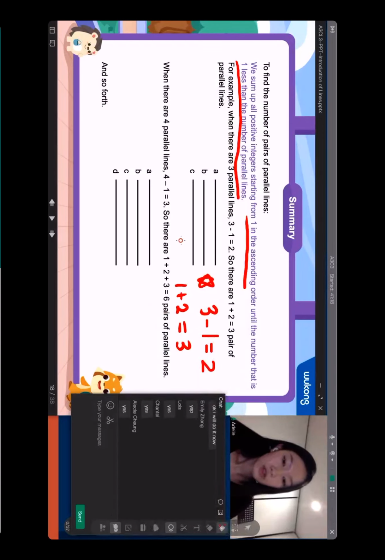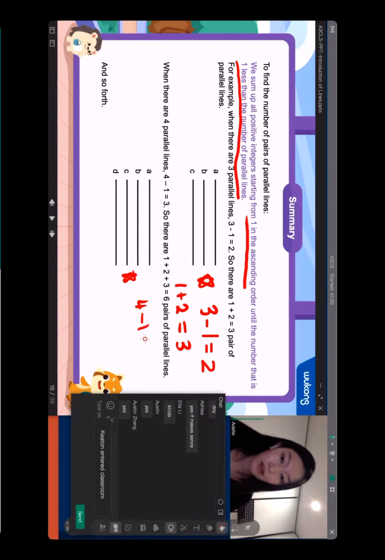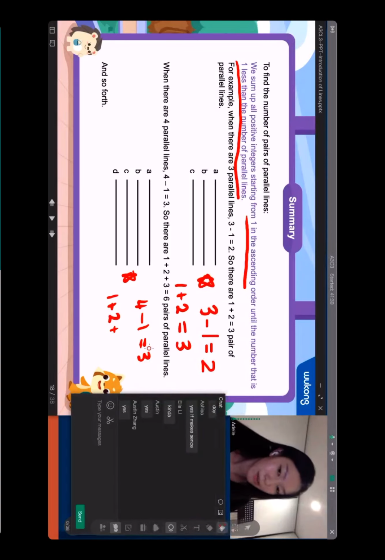Yeah. So just to go through it again, I'm going to try the example at the bottom here. We're going to find a number that is 1 less than the number of lines first. So we have 4 lines here. We're going to subtract 1, which will give us 3. And we're going to start from 1 and add up, going up by 1 each time until we reach this number that we just found, which is 3, which will give us 6 in total. That makes sense?